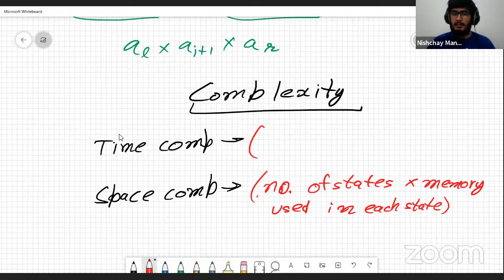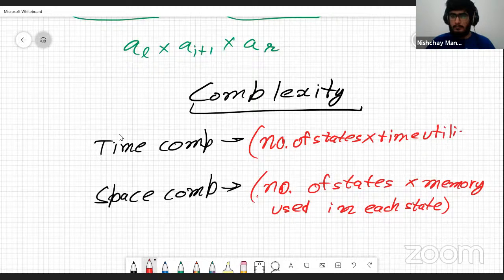However, in time complexity, we have to find out the answer for each state, right? And the answer of each state is going to be found out by the recursion formula. So here the time complexity is number of states into the time utilized in the recursion formula.